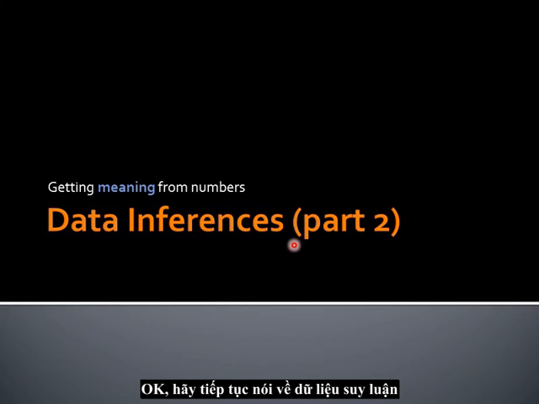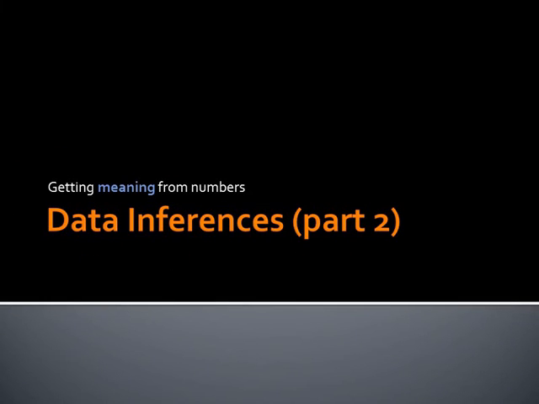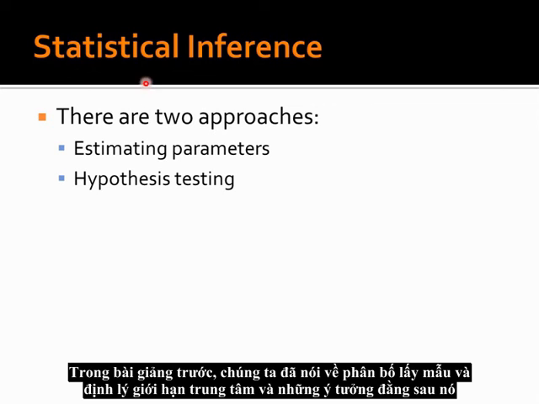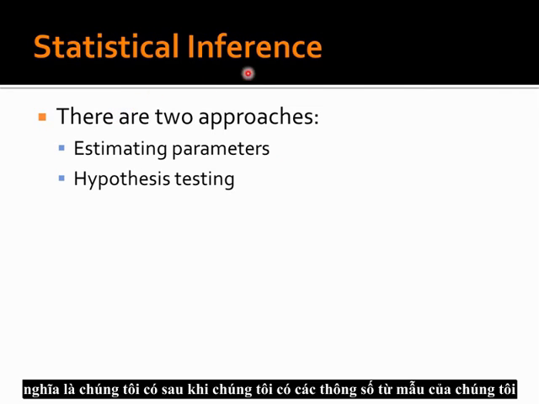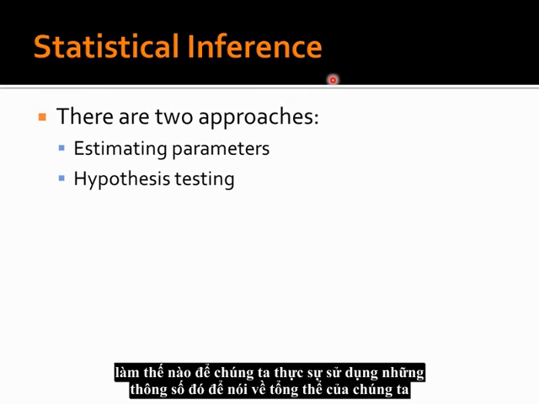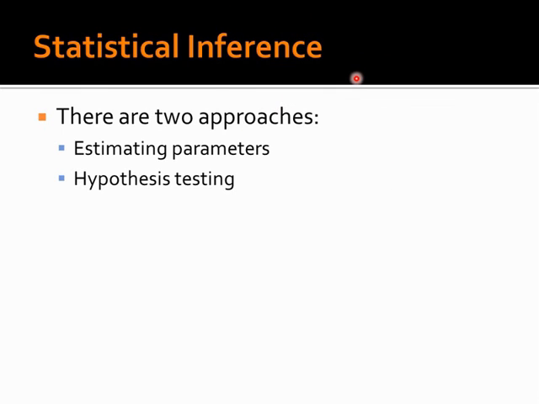Okay, let's continue the lecture on data inference. In the previous lecture, we talked about sampling distributions and the central limit theorem and the ideas behind it. And now we're going to continue to look at statistical inference, meaning that after we have the parameters from our sample, how do we actually use those parameters to say something about our population as a whole?